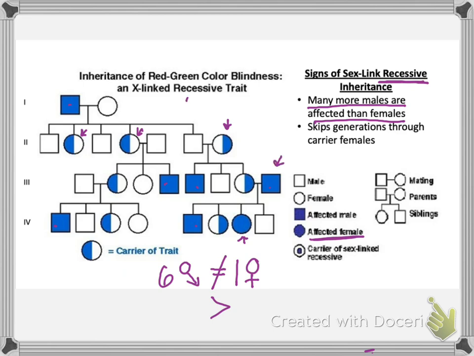So we had 1 affected individual here, no affected individuals here, 3 affected individuals there. Okay, and then in the last one we have 2 affected individuals. So it's skipping over generations. We wouldn't necessarily see that in a dominant trait. Now, skipping generations, that's what lets you know it's recessive.